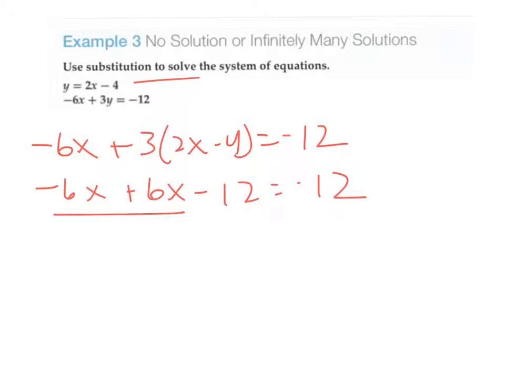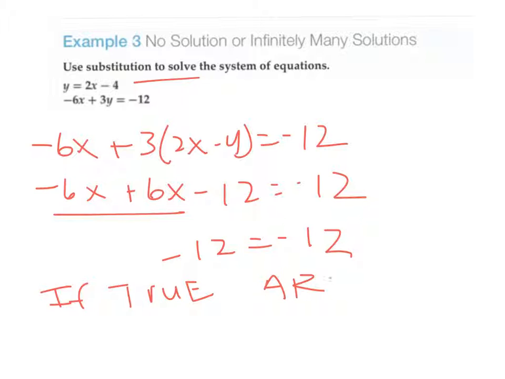When I combine my like terms, I get 0. So the x cancels out, but I get a negative 12 equals a negative 12. If this happens to be true, then we have all real numbers. If that happens to be false, that means two different numbers, then it would be no solution.